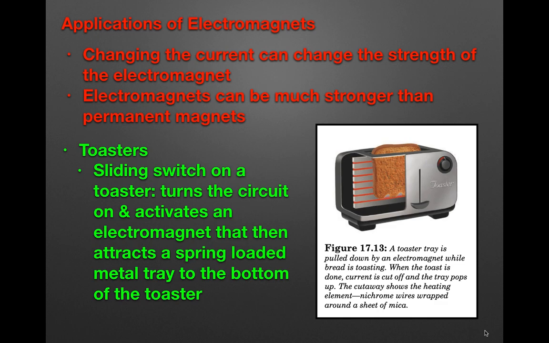They talk about toasters. The sliding switch on a toaster will actually turn the circuit on. It activates an electromagnet, which attracts a spring-loaded metal tray to the bottom of the toaster, making the toast essentially move up and down. Like the picture says, a toaster tray is pulled down by an electromagnet while the bread is toasting. When the toast is done, the current gets cut off, and then the tray pops up.